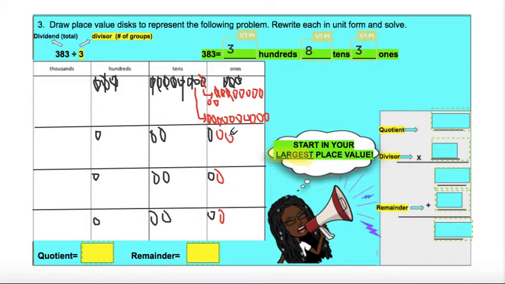Go back to my first group again. Put it in a group, cross it off. Go back again, put it in my group, cross it off. We're still going. We are going to continue to do this until we run out of discs.